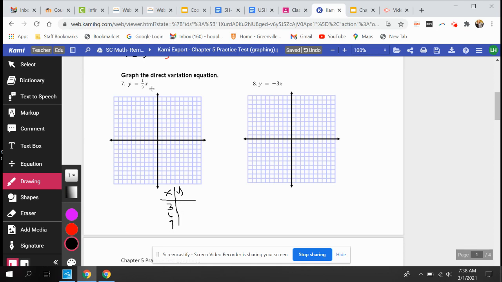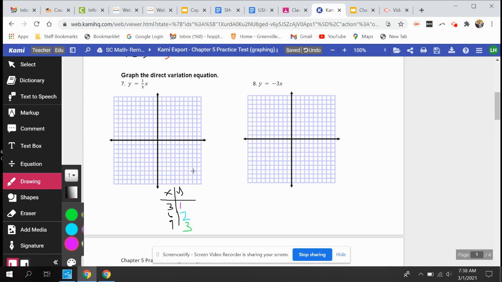So I'm going to plug in 3 into my equation. 3 times 1/3 gives me 1. 6 times 1/3 gives me 2. And then 9 times 1/3 gives me 3. So now I have a couple of values that I can mark on here.